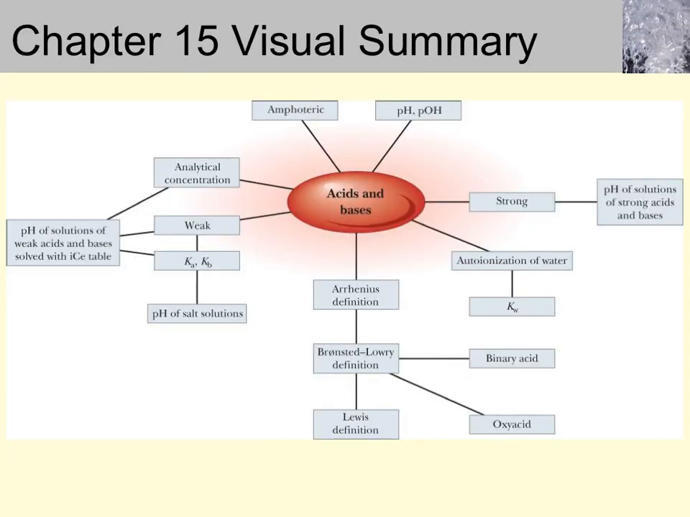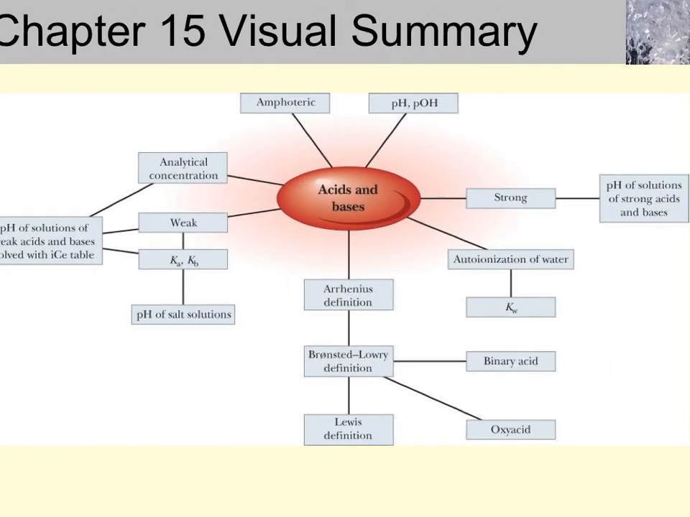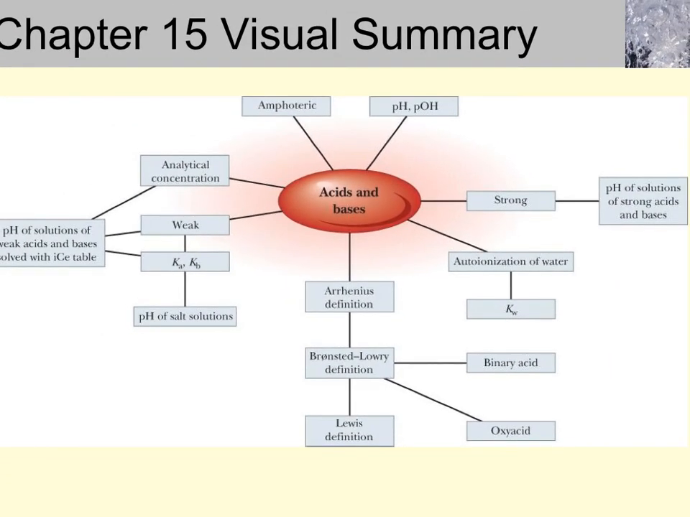Normally, I don't like these concept maps because they're so complex, but this one I thought was really good. This is an overview of Chapter 16, and it's a good one. It's all the key topics that you should have learned about and that you should know about for acids and bases. Some key definitions, okay?